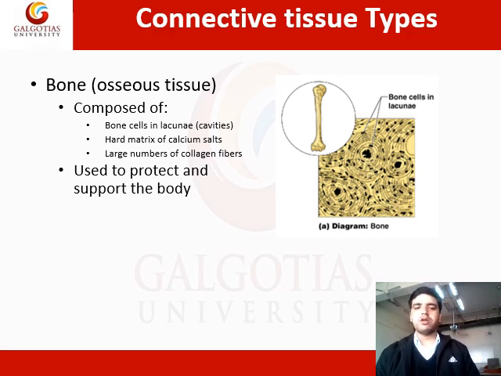The most common or most known type of connective tissue is bone, basically the osseous tissue. It is composed of bone cells in the lacunae, that is the cavities, and it contains a hard matrix of calcium salts, which are non-living components surrounding the living cells. A large number of collagen fibers also form, providing strength and rigidity to the bones. It is used to protect and support the body.